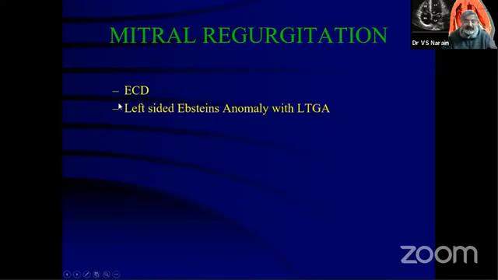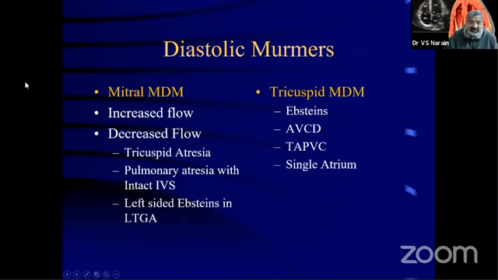And very importantly, often the examiner tends to ask, how will you get a pansystolic murmur in Ebstein's anomaly of mitral regurgitation instead of tricuspid regurgitation? It is a left-sided Ebstein's in L transposition of great arteries. So remember this, that you will get a murmur of TR with routine Ebstein's, and you will get a murmur of MR where you have a left-sided Ebstein's anomaly in the setting of L transposition of great arteries.